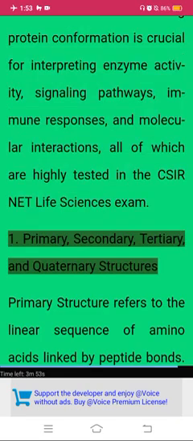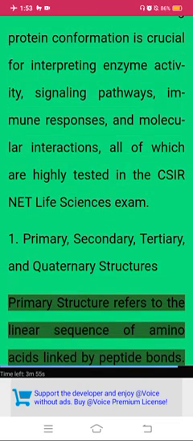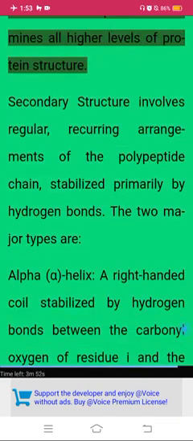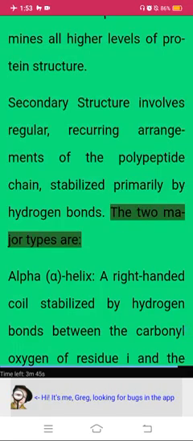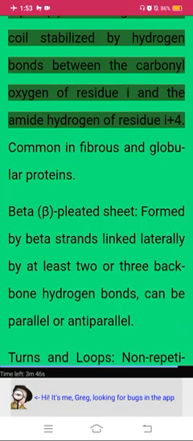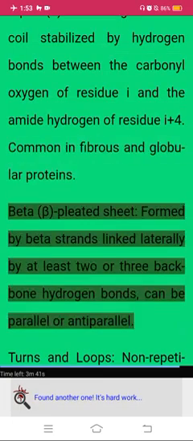1. Primary, secondary, tertiary, and quaternary structures. Primary structure refers to the linear sequence of amino acids linked by peptide bonds. This linear sequence determines all higher levels of protein structure. Secondary structure involves regular, recurring arrangements of the polypeptide chain, stabilized primarily by hydrogen bonds. The two major types are: alpha helix, a right-handed coil stabilized by hydrogen bonds between the carbonyl oxygen of residue i and the amide hydrogen of residue i+4, common in fibrous and globular proteins.